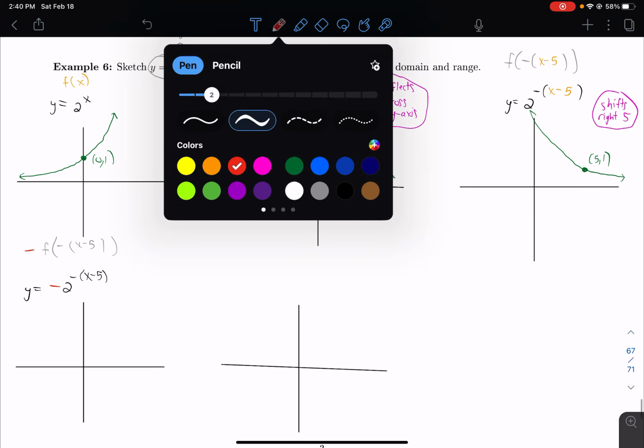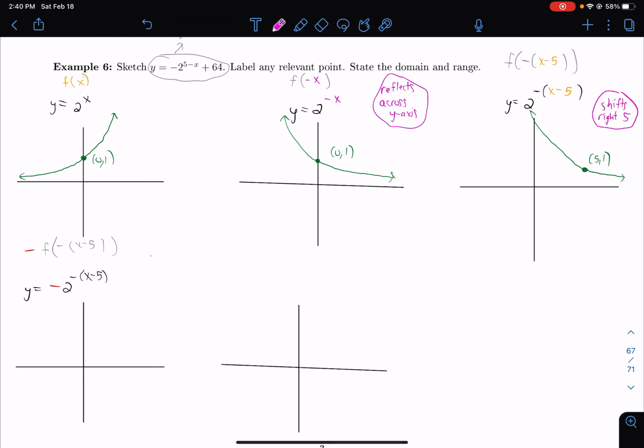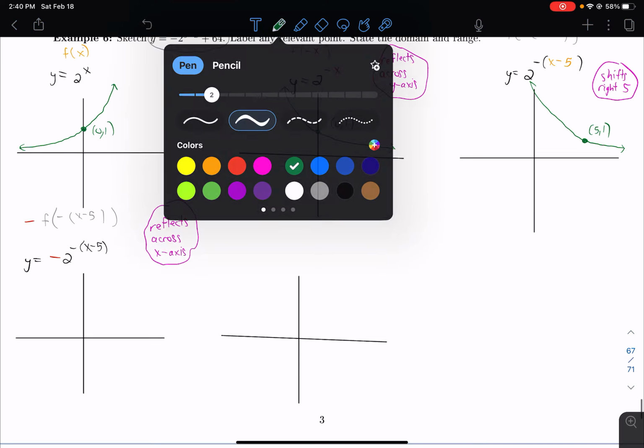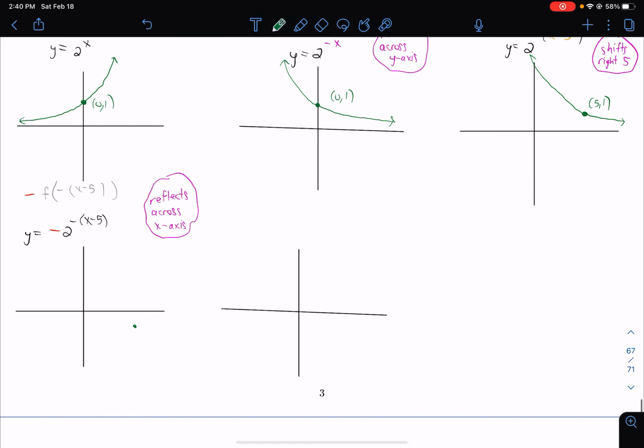Okay, that's going to be a reflection. If I put a negative in front of the whole formula, it reflects it across the x-axis. So my balance point is going to get reflected to the other side of the x-axis. Now it's going to be down here. The x-coordinate stays the same as 5, but the y value becomes -1 when it gets flipped down.